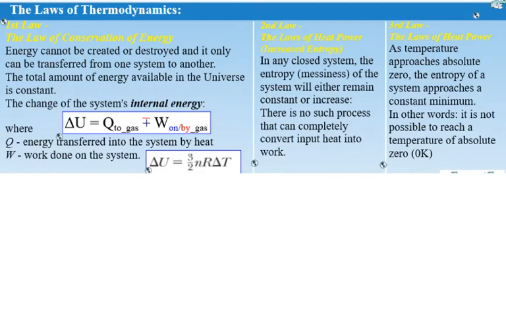So the Zeroth Law states that if 2 bodies are in thermal equilibrium with some third body, then they are also in equilibrium with each other. And this establishes the temperature as a fundamental and measurable property of matter.